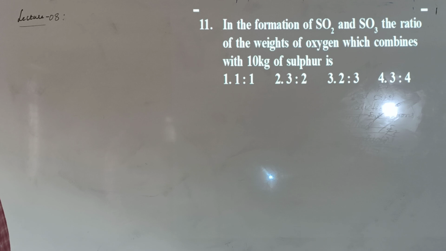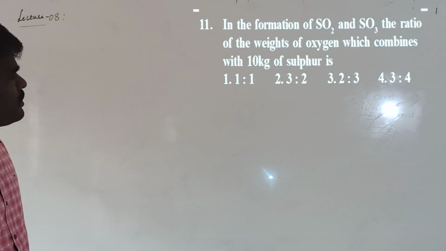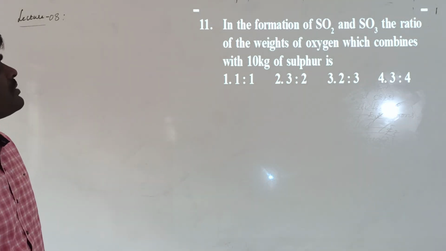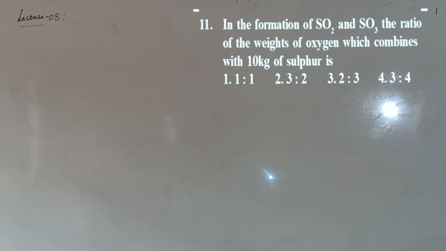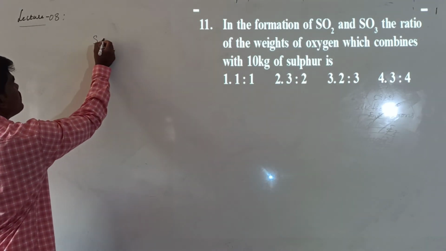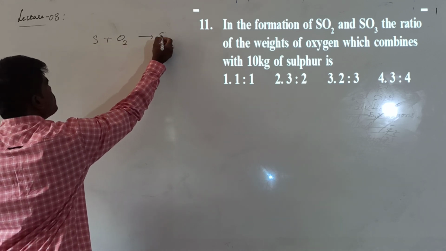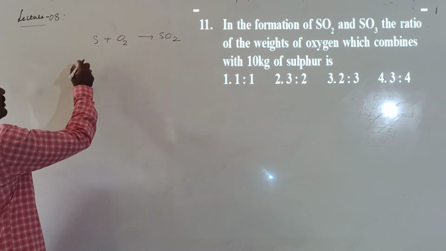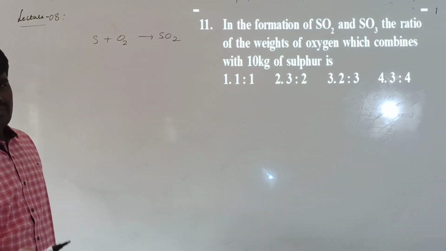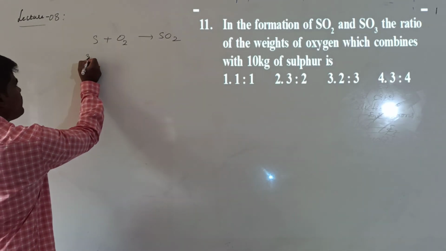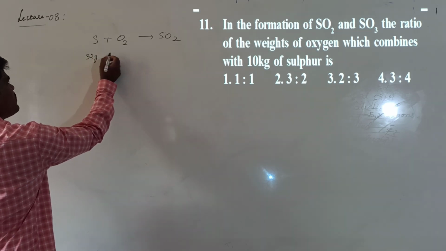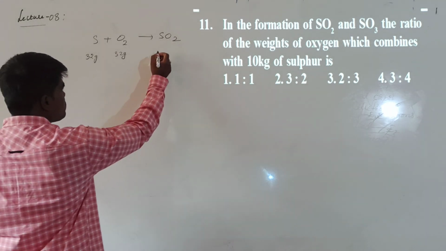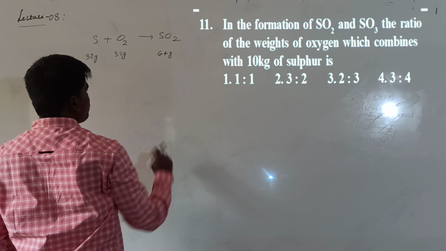The formation of SO2 and SO3. In the formation of SO2 and SO3, the ratio of the weight of oxygen which combines with 10 kg of sulfur is. Now, first of all, let us see the equation of formation of SO2 and SO3. Basically, what happens in this reaction of sulfur and oxygen? Sulfur can form 2 compounds with oxygen, sulfur dioxide and sulfur trioxide. In the formation of sulfur dioxide, 32 grams of sulfur combines with 32 grams of oxygen to give 64 grams of sulfur dioxide.